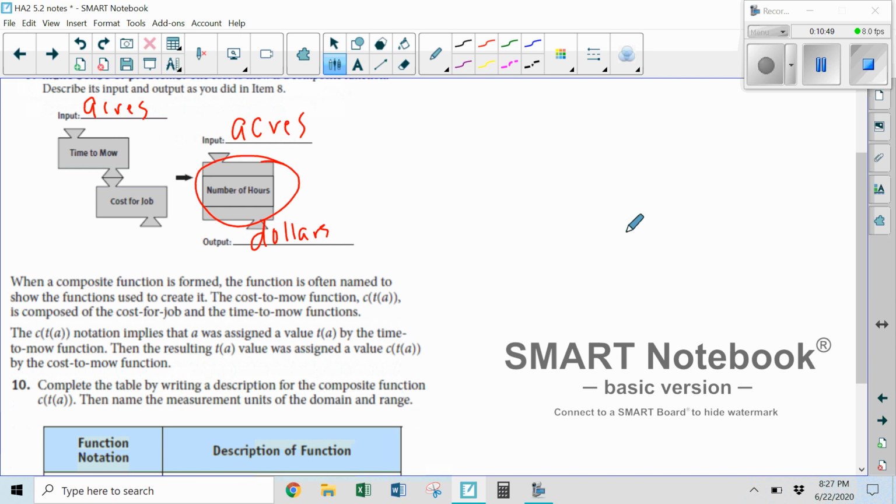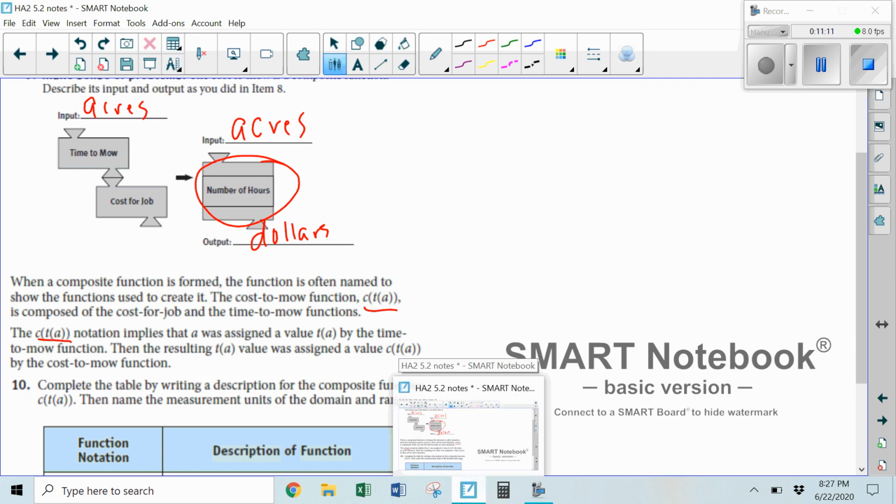When a composite function is formed, the function is often named to show the function used to create it. The cost to mow function, which we read C of T of A, is composed of the cost for a job, C of T, and the time to mow, T of A. The C of T of A notation implies that A was assigned a value in T of A by the time to mow function, then the resulting T of A was assigned a value, C of T of A, by the cost to mow function.